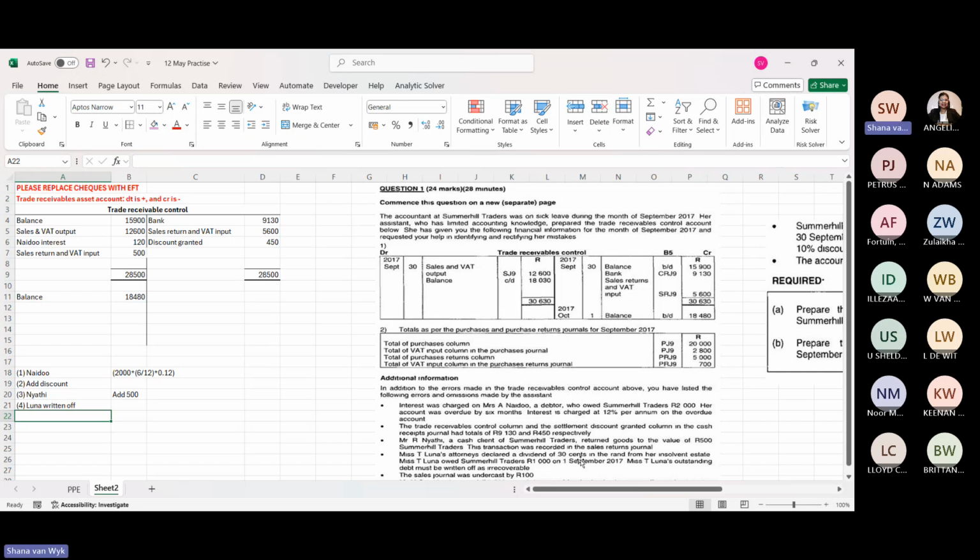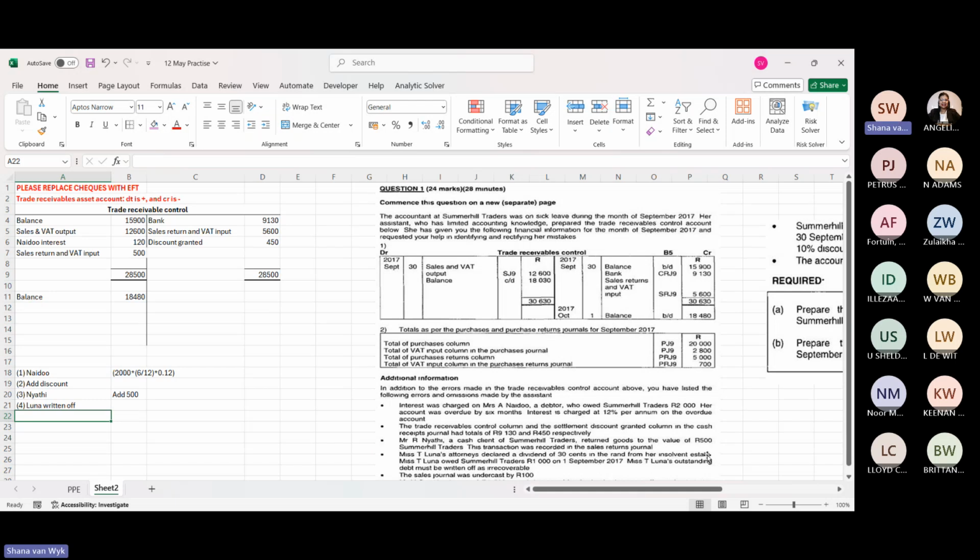This dividend is now a bit confusing. So I know that it's 30 cents on the rand, it's 30%, right? Of that 1,000. Yeah. Why? Because it's not the whole rand, it's only 30 cents on the rand.